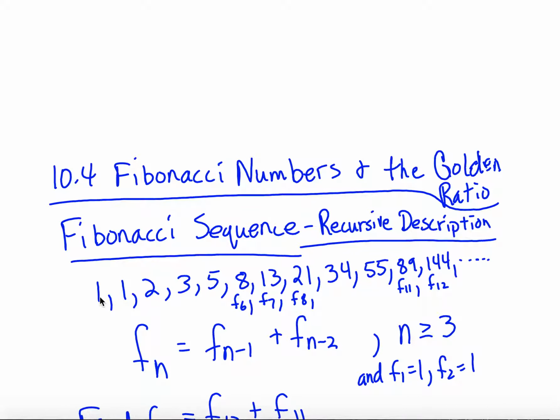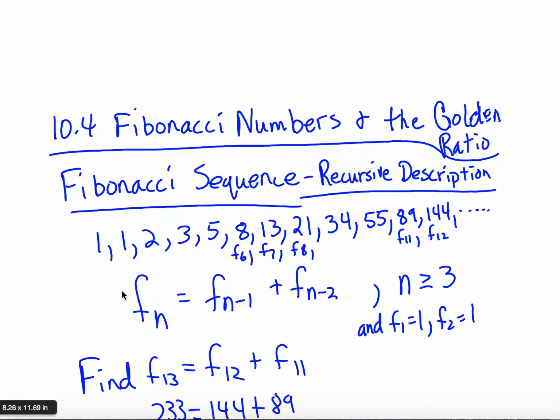This is the first Fibonacci number, so F1, F2, F3, F4, F5, F6, F7, F8, and so forth. 144 is F12. So it just says what number you are in the sequence. We use an F for Fibonacci. You can use any letter you want, but we use F because of Fibonacci.